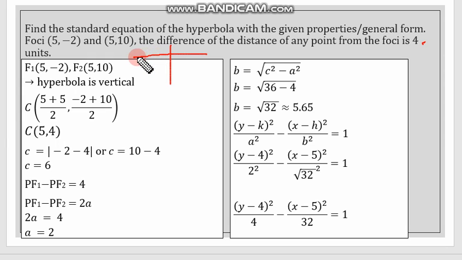That's 1, 2, 3, 4, 5. Let's say here is 5 and then -2. This is focus 1, while focus 2 is (5, 10), going upward. So they are far from each other.